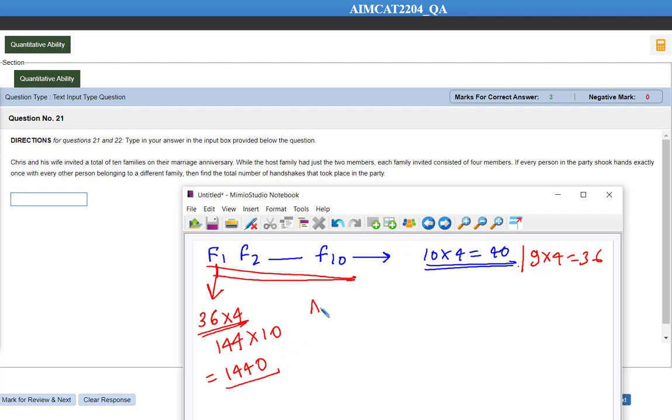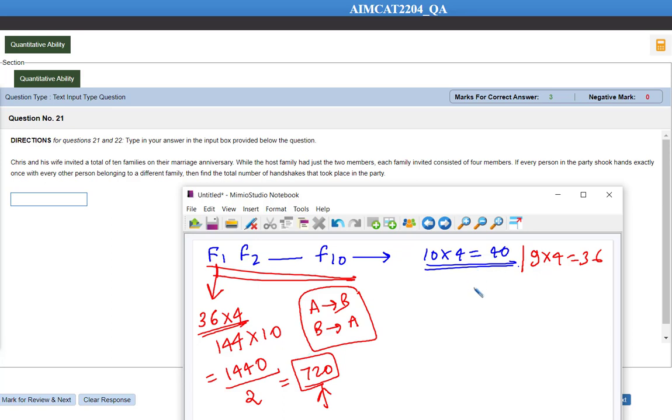And the handshake of A with B and the handshake of B with A is counted differently here, but it is the same handshake, so we need to divide it by 2. That is equal to how much? 720. Okay, so 720 are the handshakes that happened between the 10 invited families.